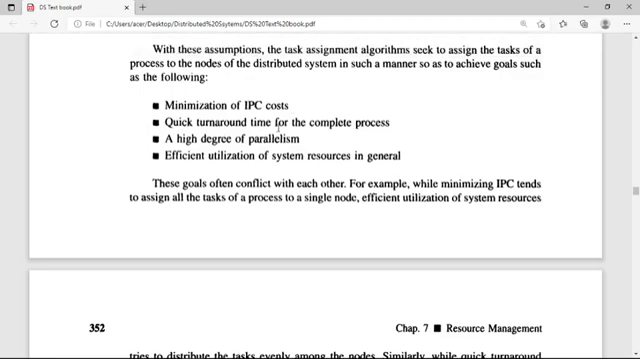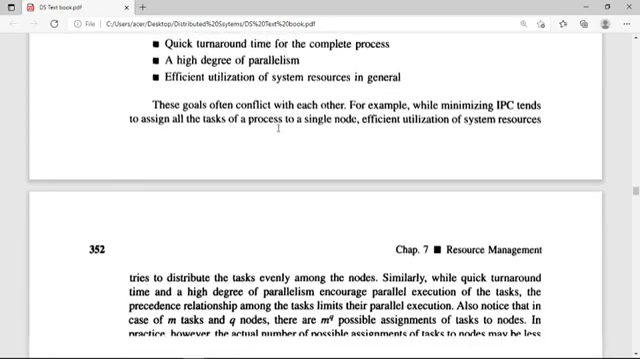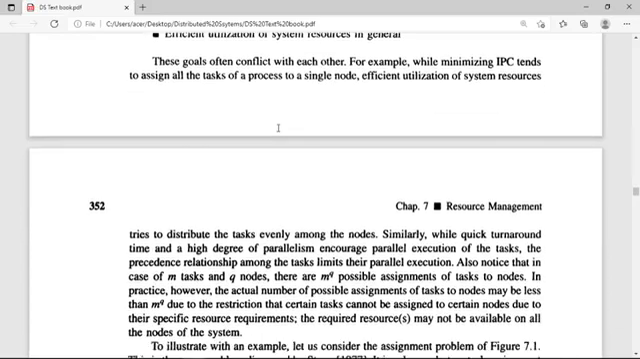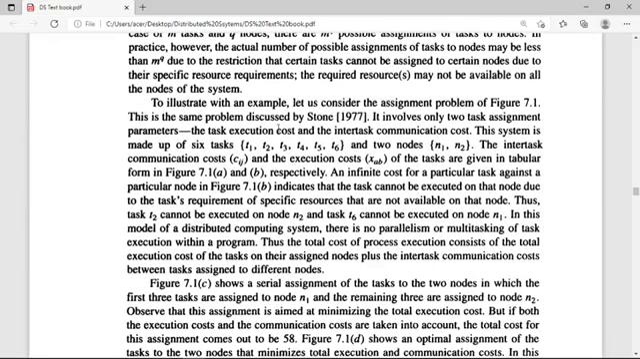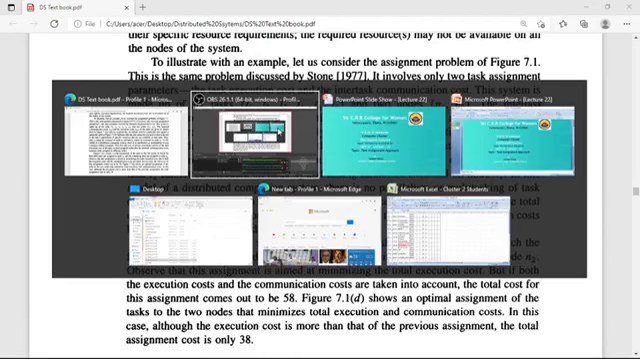Quick turnaround time means from request to response, the turnaround time is quick, so we get fast responses. There is also a high degree of parallelism, as we can run jobs in parallel. Efficient utilization of system resources is also possible while using these algorithms. We will look at an example to see what is meant by the task assignment approach.